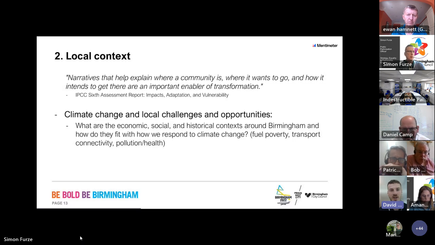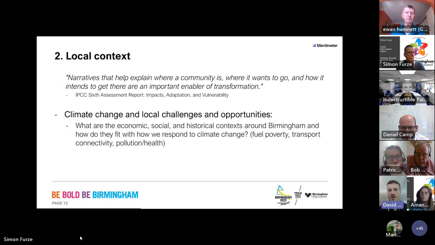So it's this great quote from the IPCC, which is the UN body on climate change, the scientific body who released research on it. And they say that narratives that help explain where a community is and where it wants to go and how it intends to get there are an important enabler of transformation. So I think it's really about seeing in the place that you live that there's a clear idea of what this future could look like and how we get there. And that's something I think is important.